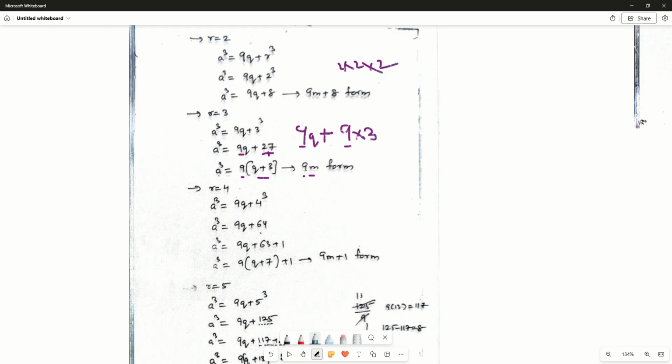4 cube is nothing but 64. 64 can be split and rewritten in the form of 63 plus 1, so that we can take at least 9 common out of this. The only way that we can split this 64 is 63 plus 1, and we can take 9 common out of these two terms. 9 into q, 9q, 9 7s are 63, plus 1 is the same, 9m plus 1 form, m is equal to q plus 7 here.